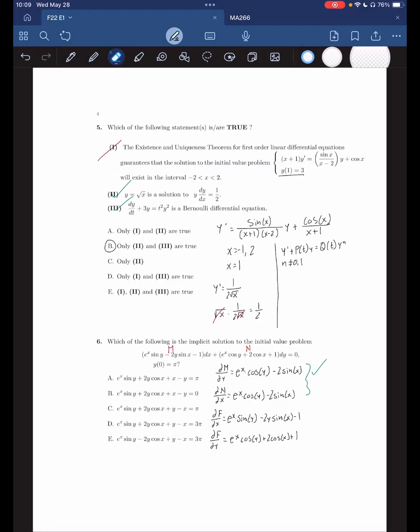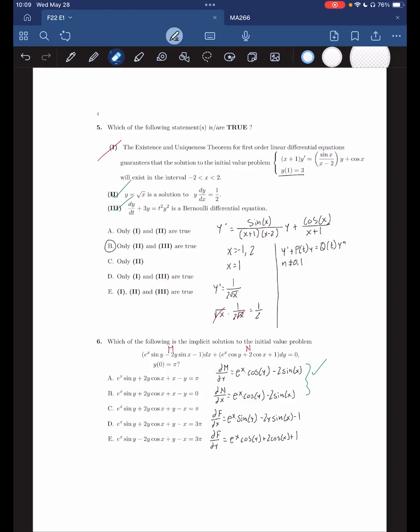Okay, this is number 6. I've just written out a blueprint essentially for this question real quick. So obviously this is an exact equation because you have some expression multiplied by dx, some expression multiplied by dy. I've labeled our M and our N, and I've taken these two partial derivatives to show that they're equal to each other. Therefore, this is truly an exact equation, just for ease of mind, if you will.